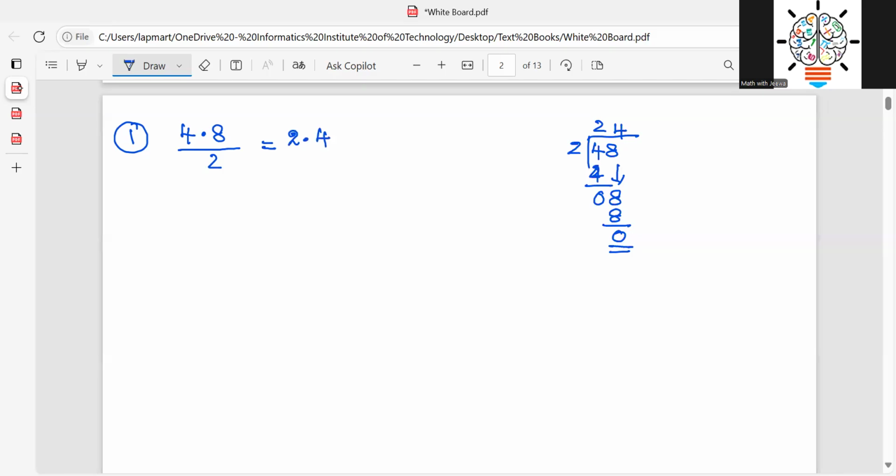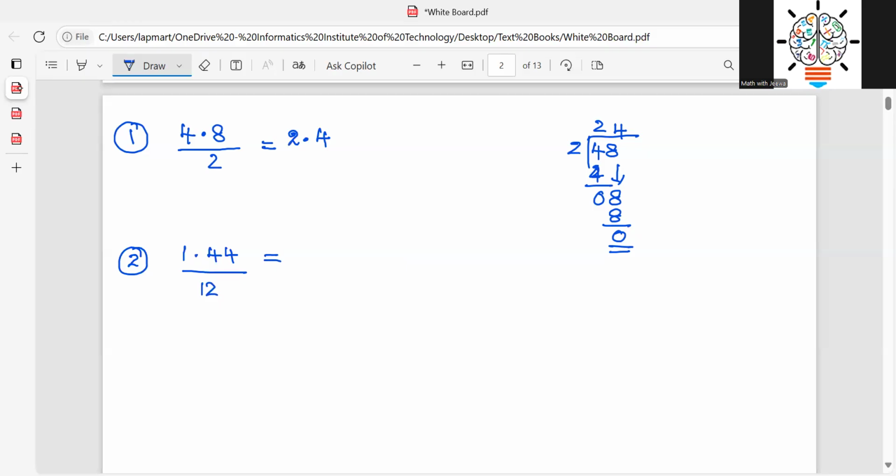Understand? If it is 48, when you divide 48 by 2, the answer is 24. But in the question, it is not 48, it is 4.8. Therefore, the answer should be 2.4. I'll take another example. Let's say you have 1.44 divided by 12, for an example.